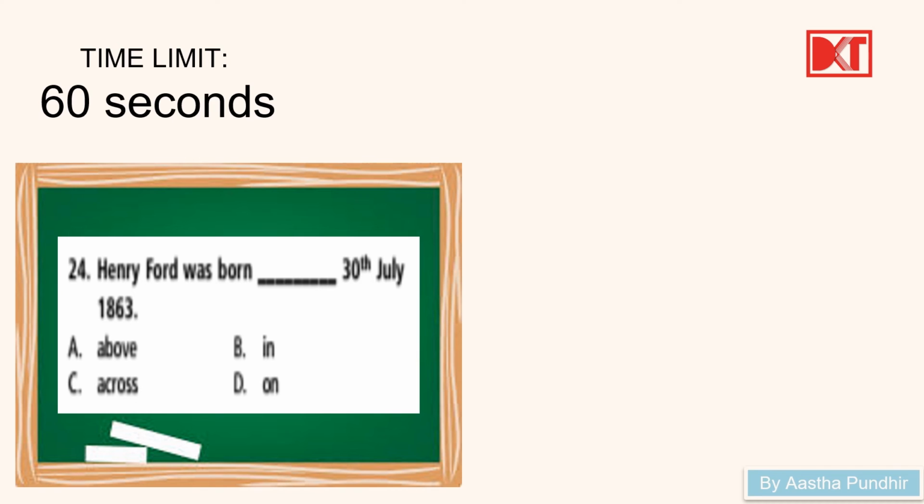Okay, here: Henry Ford was born dash 30th July 1863. Above 30th July, in 30th July, across 30th July, or on 30th July. The correct answer is on 30th July. Why on? Because on is used to designate a specific date or day. So for dates we always use on: on 30th July 1863. All right.